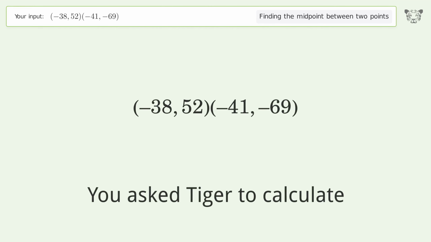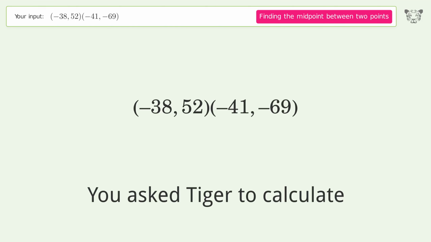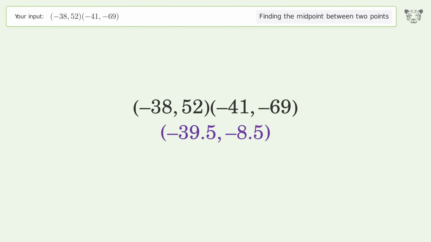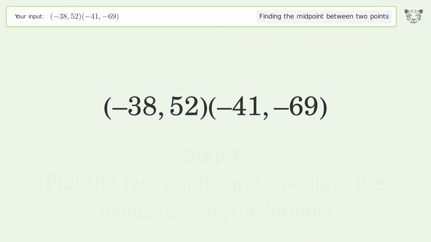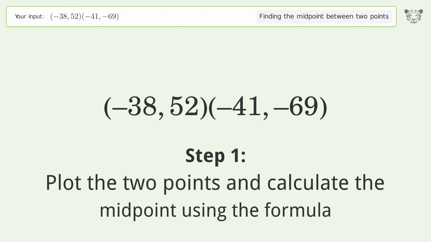You ask Tiger to calculate. This deals with finding the midpoint between 2 points. The midpoint between the 2 points is negative 39.5, negative 8.5. Let's solve it step by step. Plot the 2 points and calculate the midpoint using the formula.